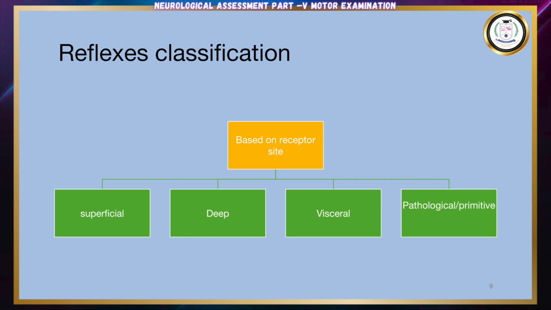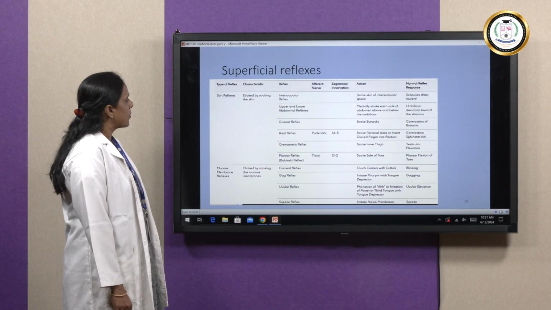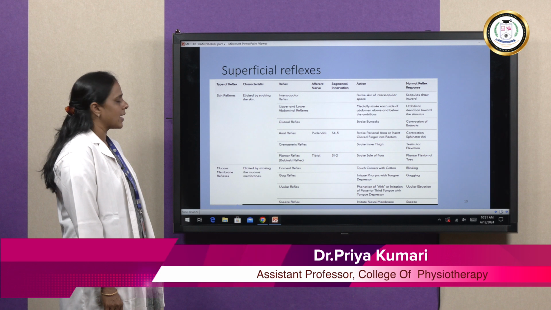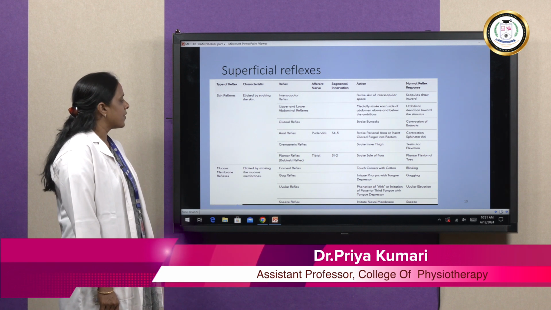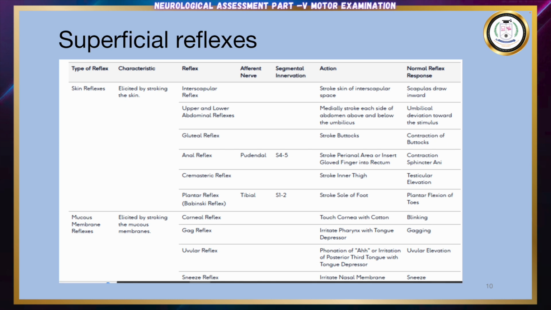The classification of reflexes based on the receptor site: we have superficial, deep, visceral and pathological or primitive reflexes. Now what are the superficial reflexes? Skin reflexes which are elicited by stroking the skin. They are the interscapular reflex, upper and lower abdominal reflex, gluteal reflex, anal reflex, cremasteric reflex, plantar reflex. Then mucous membrane reflexes include corneal reflex, gag reflex, uvular reflex and sneeze reflex.